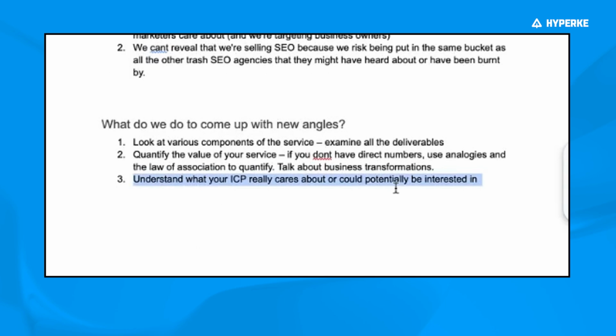So you need to understand what your ICP really cares about. Like, will they be interested in a guarantee? What kind of messaging works for them? What is their dream outcome? Like, are these businesses looking for an exit? Do they want investment? Do they want to hire lots of people? Do they want to look like the best business in their city? Do they want to just run a small private business? Do they want to grow big? Like, what is it that they actually want? And then talk to those pain points. That's how you come up with new angles.